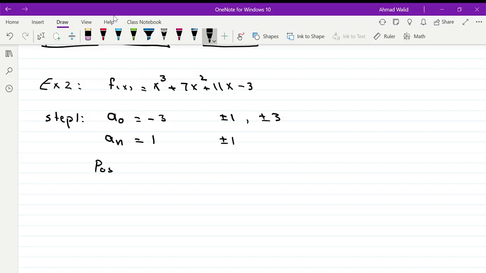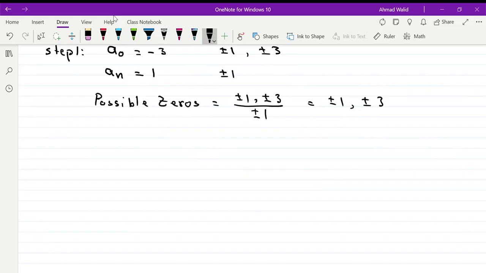Possible zeros, plus minus 1, plus minus 3 over plus minus 1, correct? Which gives you plus minus 1 and plus minus what? 3. Now, step 2, use synthetic division to find the zeros of the polynomial function. Let's write our polynomial function again here.